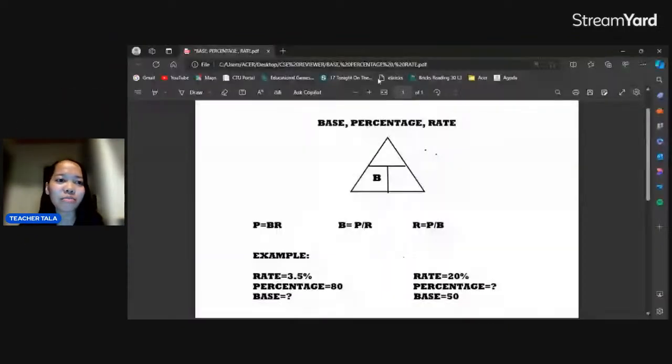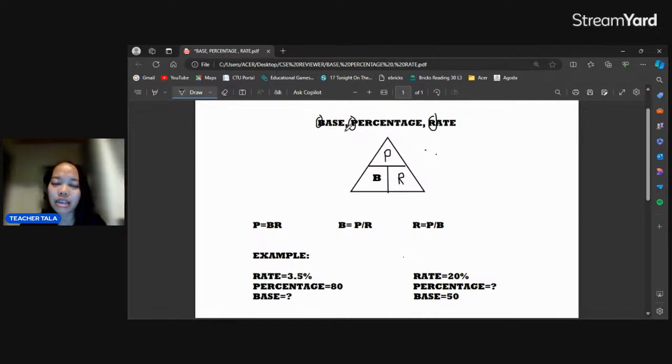Nawala yung P tsaka R. So, teacher tala, ano ba yung P, B, and R sa triangle niyo? P represents the percentage, B the base, and R is for rate. Now we're going to base our formulas from this triangle.